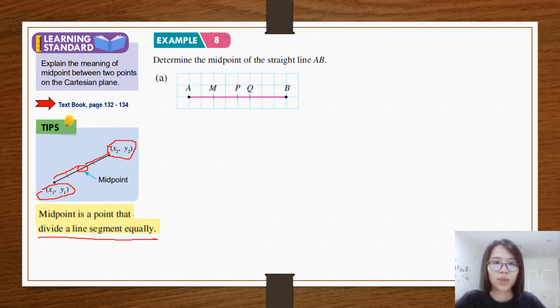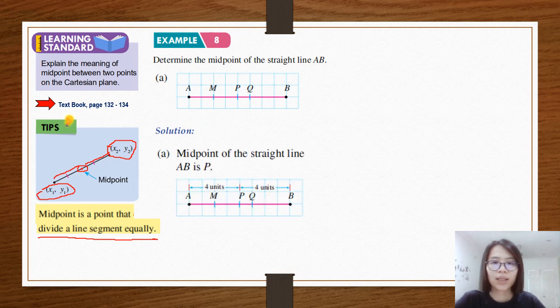Now we look at example 8. Determine the midpoint of the straight line AB. So we can see that from point A to point B, there are a total of 8 units. In order to get the midpoint, we divide it into 2 parts equally. So it's clear that the point P is the midpoint of line AB.